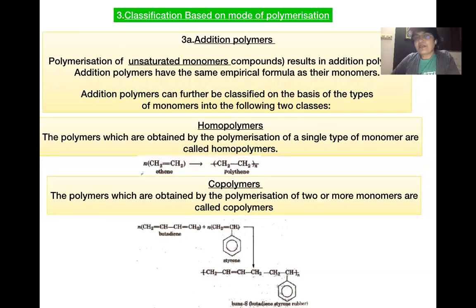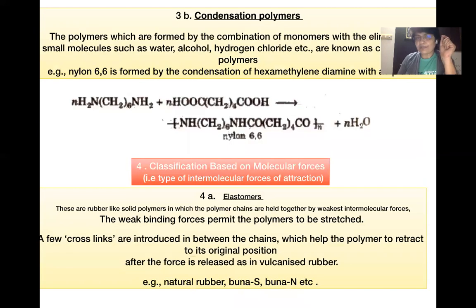Third type, classification based on mode of polymerization. How do they combine? One is addition polymerization, second is condensation. Addition means this is possible in unsaturated compounds. And during combination, we have to see here that when two things are going to combine, monomers are combining, and the same type of monomers are there. It's named as homopolymers. If different types of monomers are present when they are combining, they are named as copolymers.